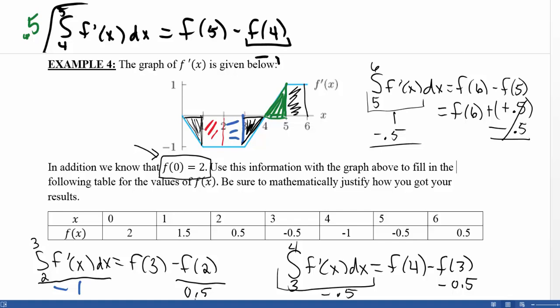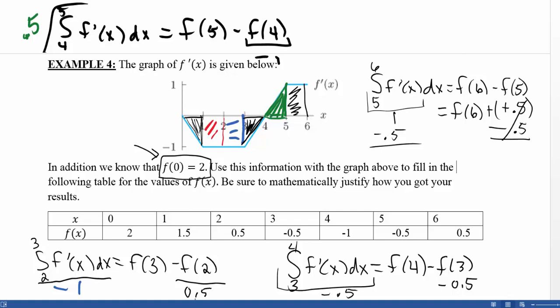So I'd plot the point 0, 2, the point 1, 1.5, the point x equals 2, y equals 0.5, the point x equals 3, y equals -0.5, so on and so forth. And what you notice here is that from 0 to 4, my function is decreasing because you see the numbers 2, 1.5, 0.5, -0.5, -1. Those are decreasing. And that's exactly where my derivative was negative and I had the negative area.